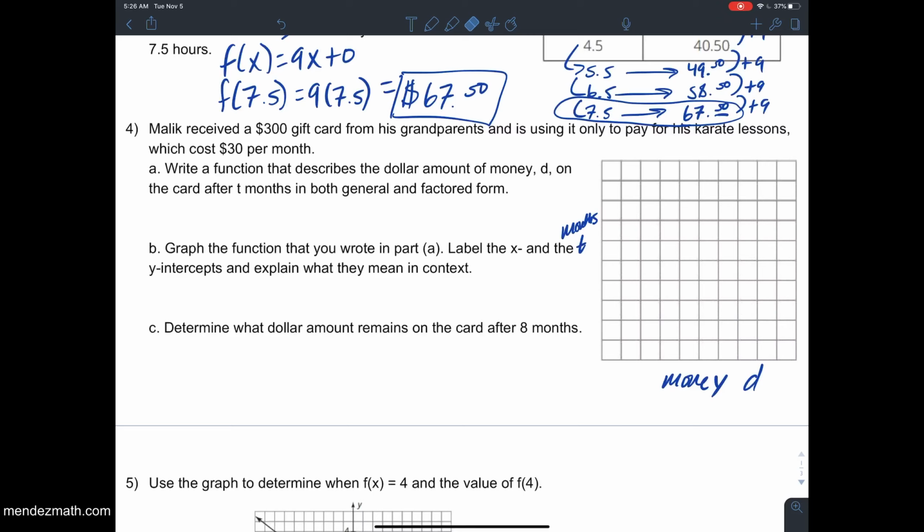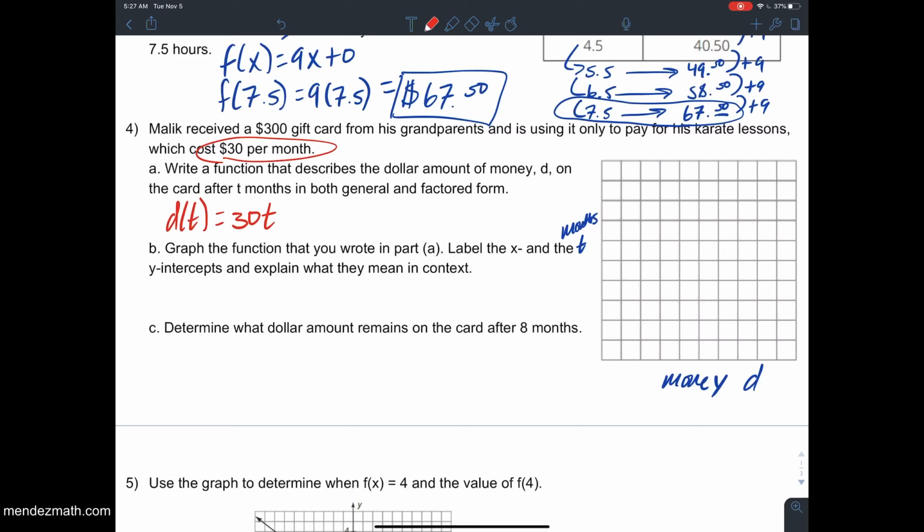Write a function that describes the dollar amount of money D on the card after T months. All right, so we want something like D of T equals, what's the rate right now? $30 per month. $30 times T months. I want to say that's it. It has a maximum of $300. But I want to say this is it right here.